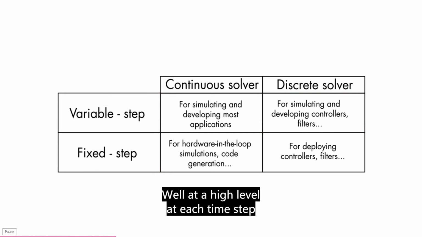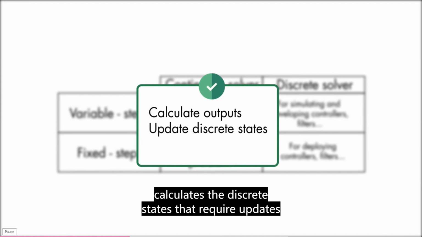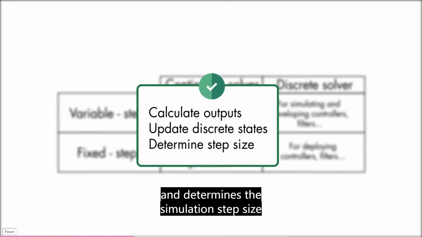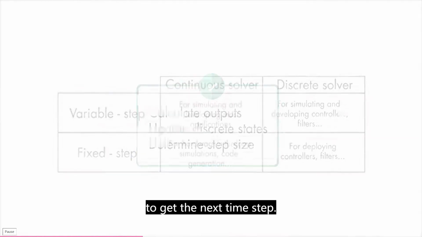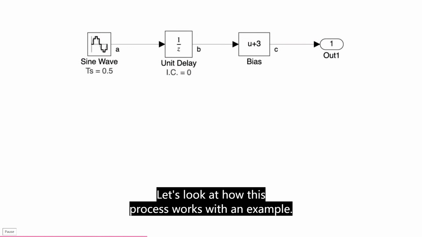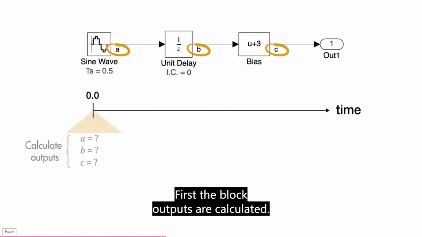Well, at a high level, at each time step, Simulink calculates the block's outputs, calculates the discrete states that require updates, and determines the simulation step size to get the next time step. Let's look at how this process works with an example. When you click Run, the simulation starts at time 0. First, the block outputs are calculated.